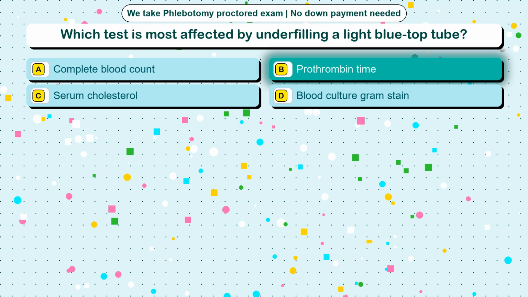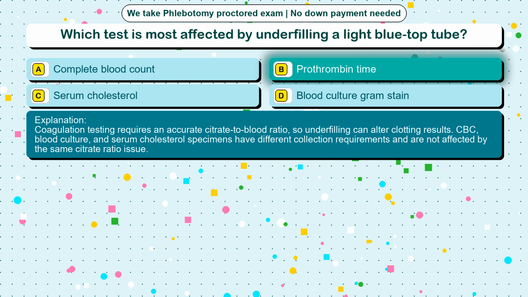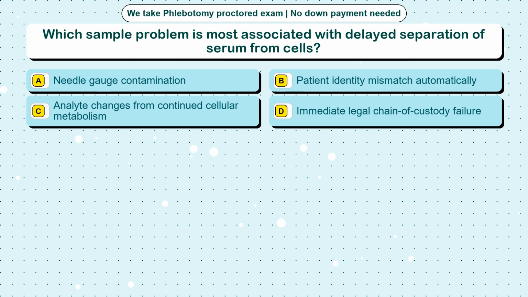The correct answer is option B. Prothrombin time. Coagulation testing requires an accurate citrate to blood ratio, so underfilling can alter clotting results. CBC, blood culture, and serum cholesterol specimens have different collection requirements and are not affected by the same citrate ratio issue. Question 54. Which sample problem is most associated with delayed separation of serum from cells?